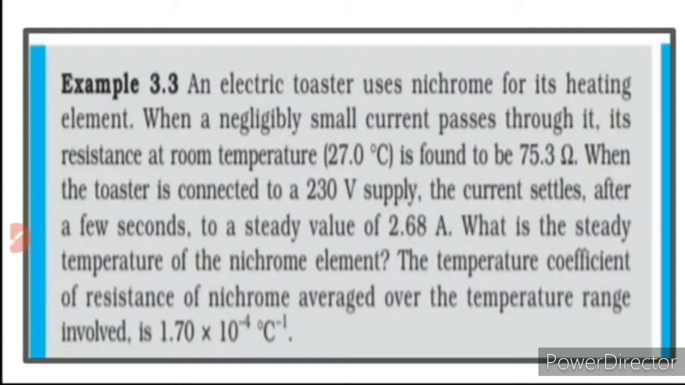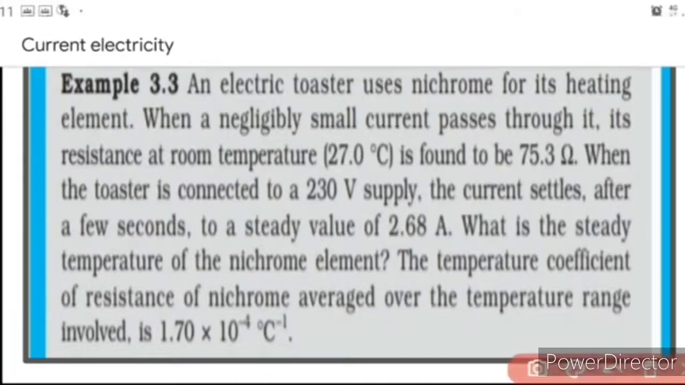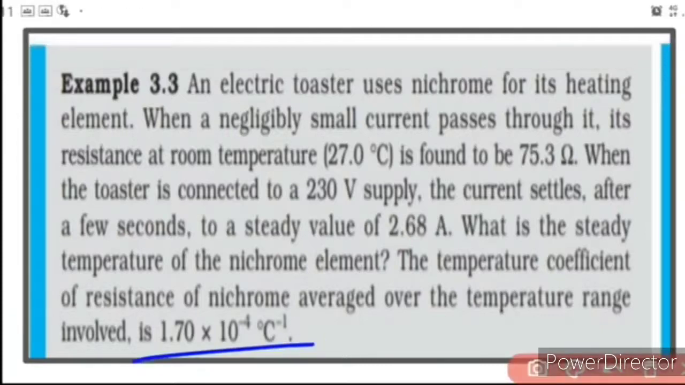What is the steady temperature of the nichrome element? The temperature coefficient of resistance of nichrome averaged over the temperature range involved is 1.7 into 10 raised to minus 4 per degree Celsius. So the alpha value is given. And what else is given? Resistance value 1 is given.